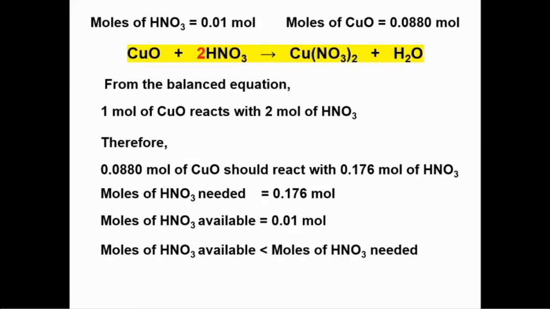So what does this mean to you? Yes, this means nitric acid is not enough to react with 0.088 moles of copper(II) oxide. So what can we say about this nitric acid? Yes, nitric acid is the limiting reactant, or we can say that copper(II) oxide is the excess reactant. Okay guys, so clear? Alright, good.